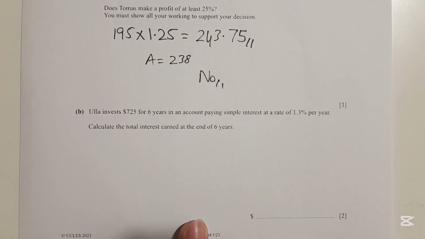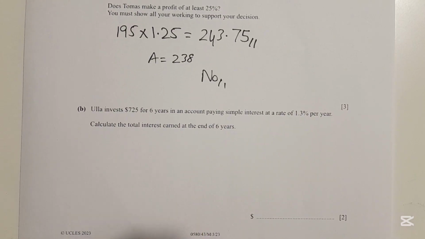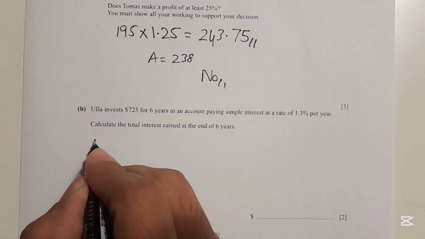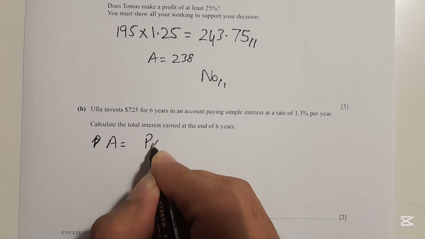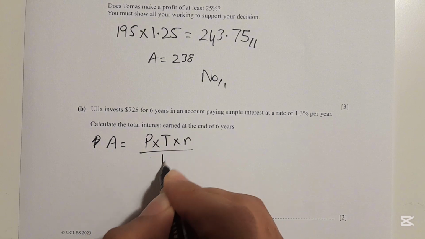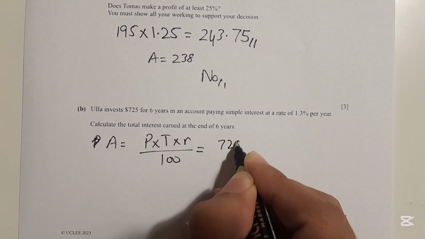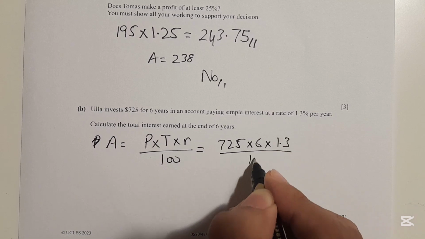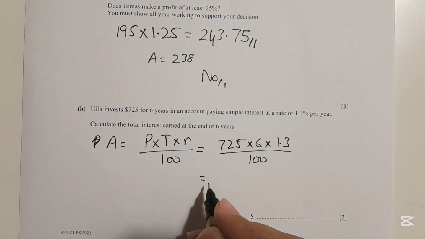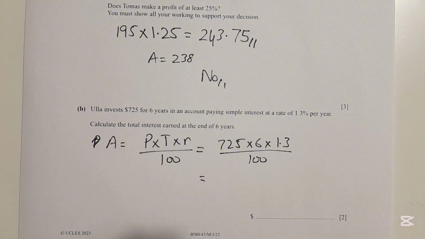Part B states Ola invests $725 for 6 years in an account paying simple interest at a rate of 1.3% per year. Calculate the total interest earned at the end of 6 years. So the formula is the interest I is equal to P times T times R divided by 100. So 725 times 6 times 1.3 divided by 100.